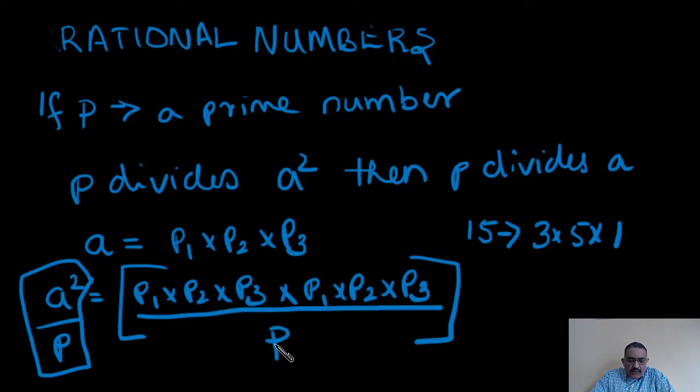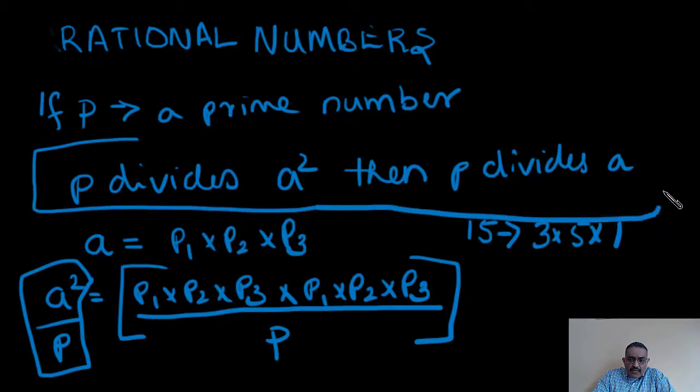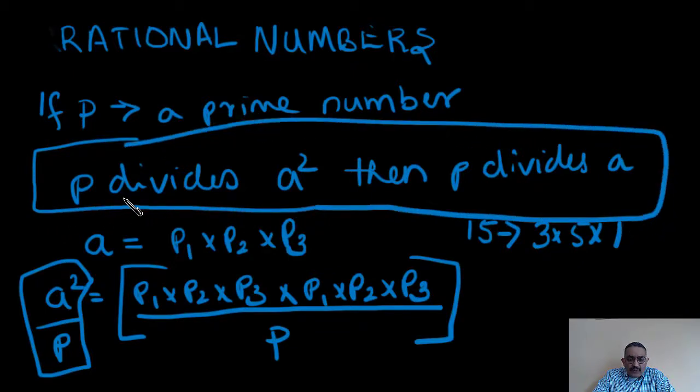So if P is either P1 or P2 or P3, it is a factor of A, and therefore we logically prove if P divides A squared, then P divides A.